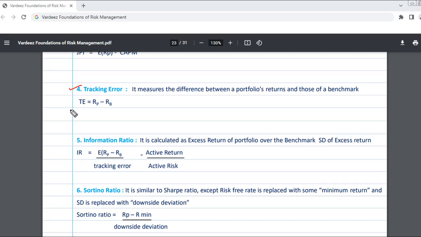Alright, talking about tracking error and information ratio. Tracking error is simply the difference between the portfolio's return and that of the benchmark. You take the return on the portfolio less the return on the benchmark, and that's it.